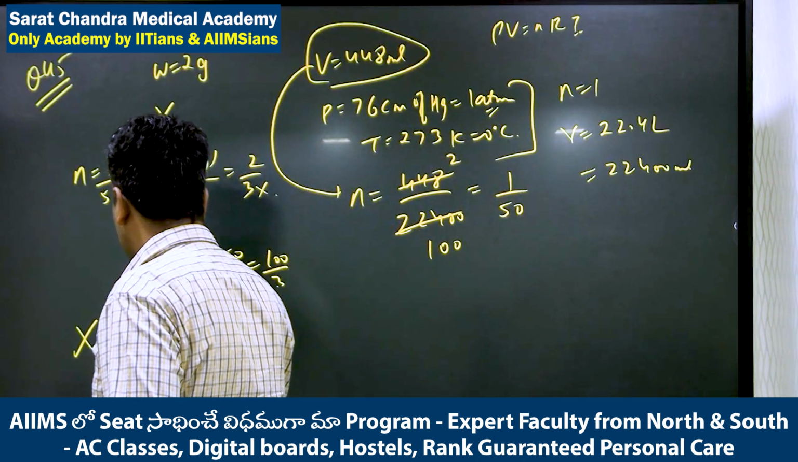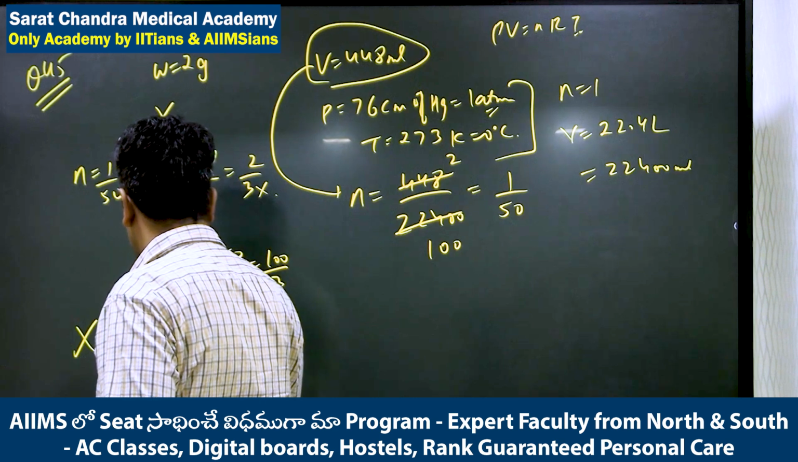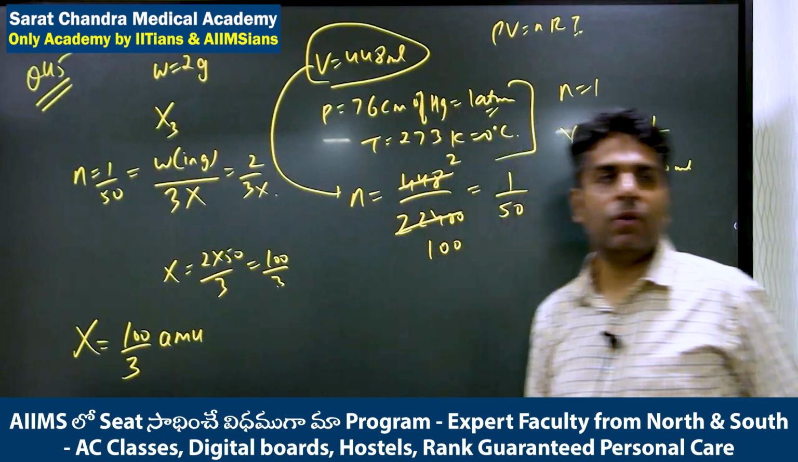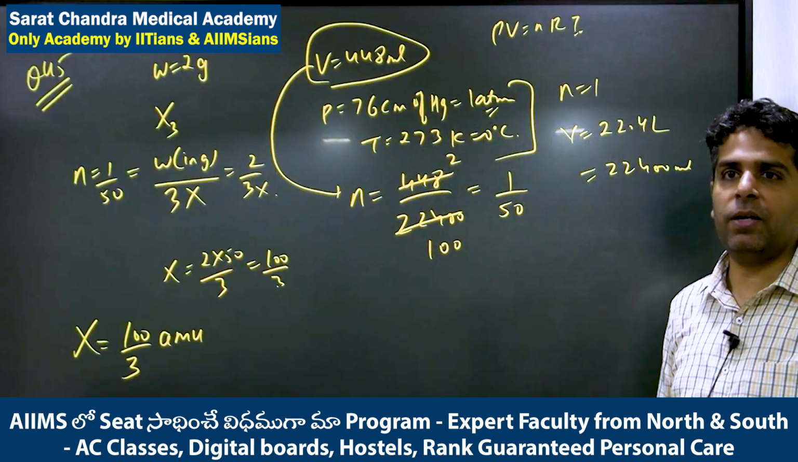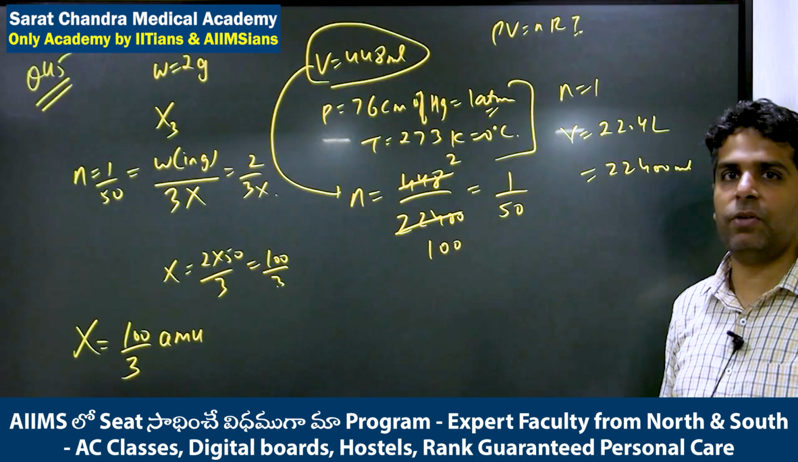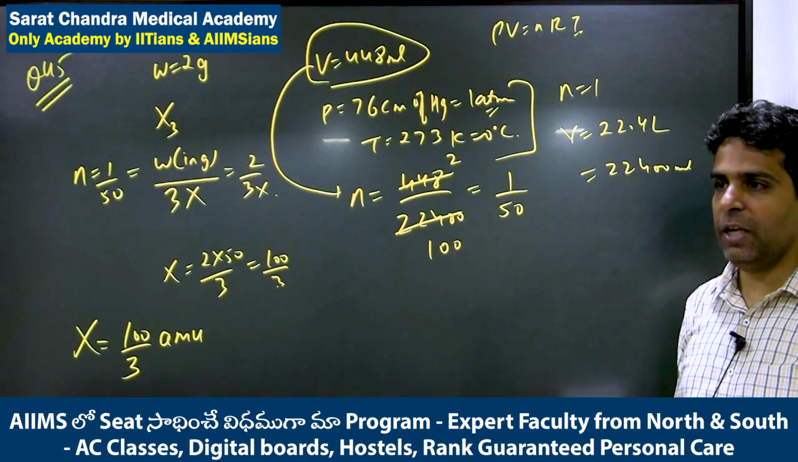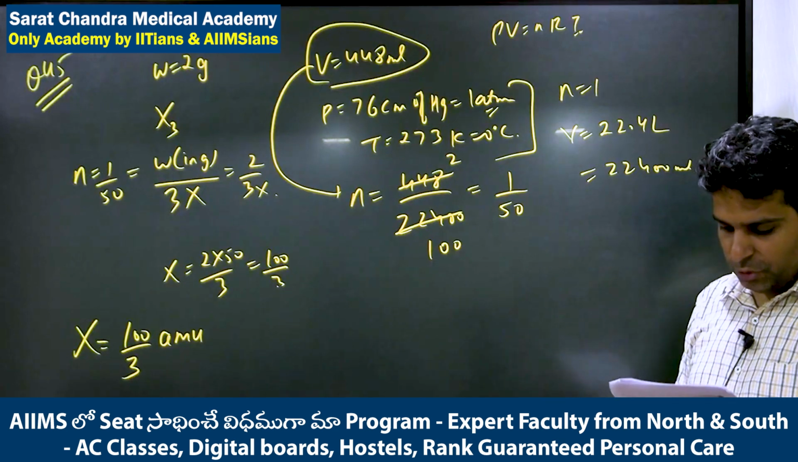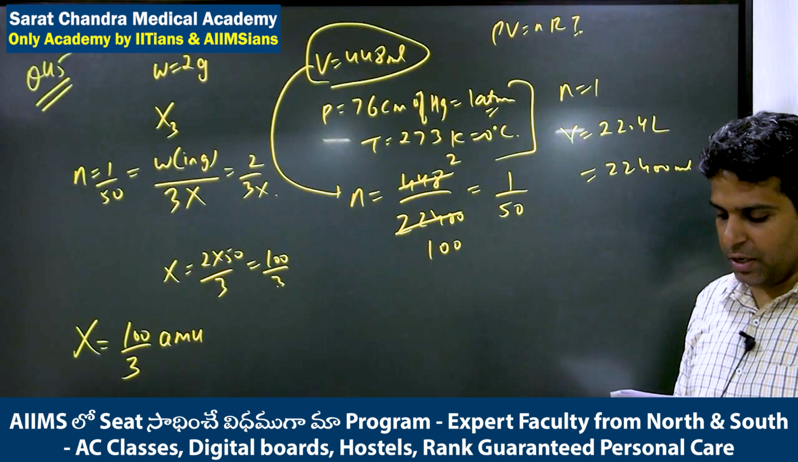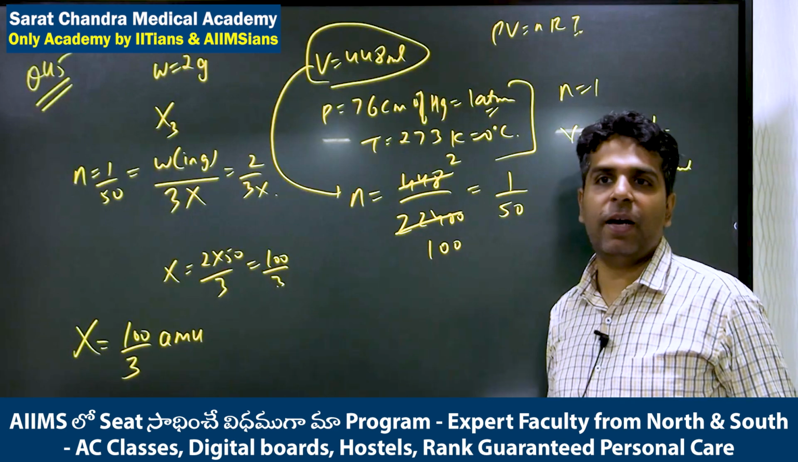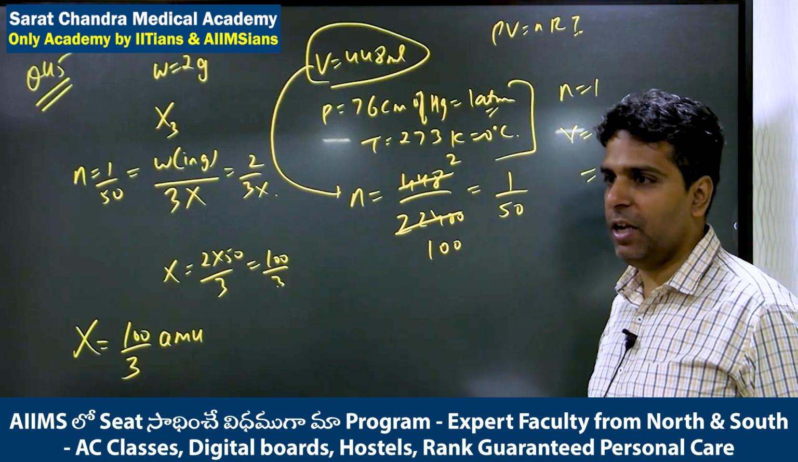So this is atomic mass. So mass of one atom will be 100 by 3 AMU. Like atomic mass of carbon is 12, so mass of one atom of carbon is 12 AMU. Atomic mass of nitrogen is 14, so mass of one atom of nitrogen is 14 AMU. So the question is asking the mass of each atom, so mass of one atom will be 100 by 3 AMU, that is 33.3 AMU.